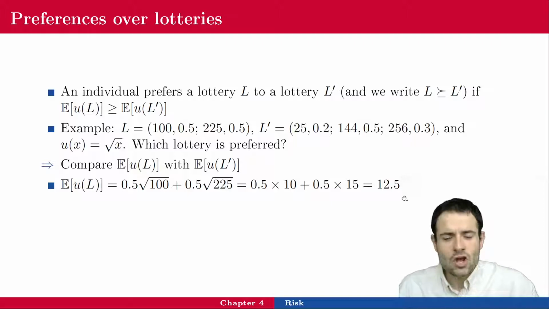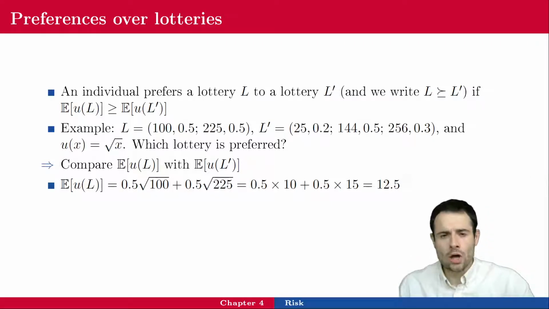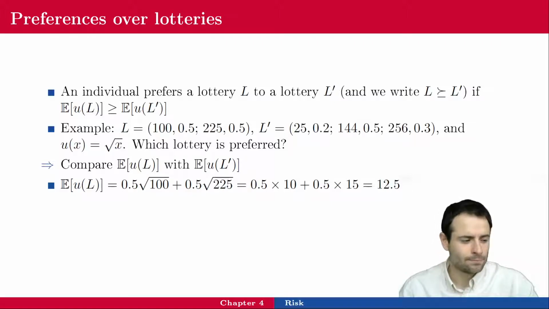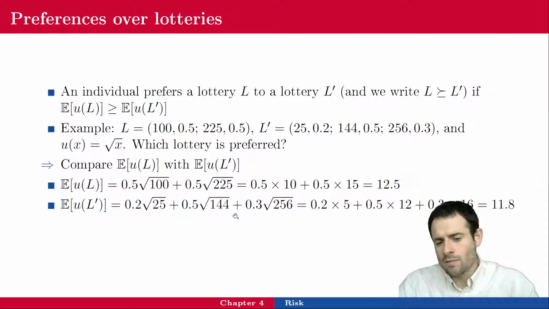In itself, the number 12.5 doesn't mean much. It is mostly meaningful when we compare it to another expected utility. With L prime, with probability 20%, we have the square root of 25. With probability 50%, the square root of 144. And with probability 30%, the square root of 256.